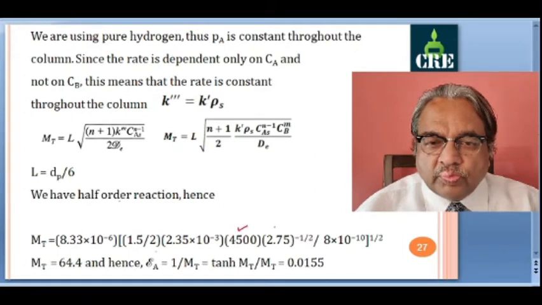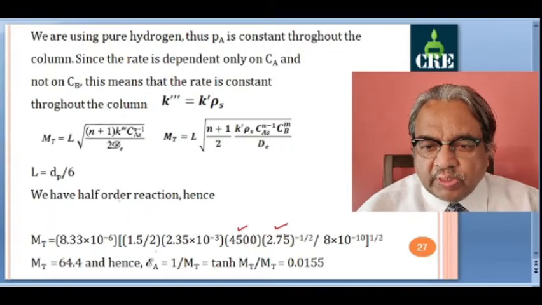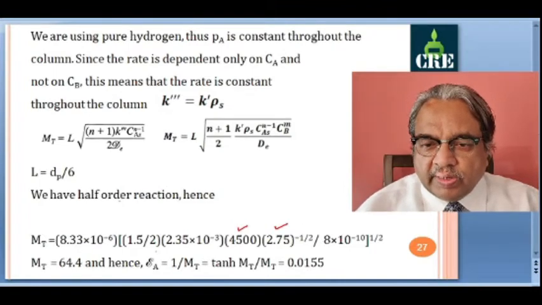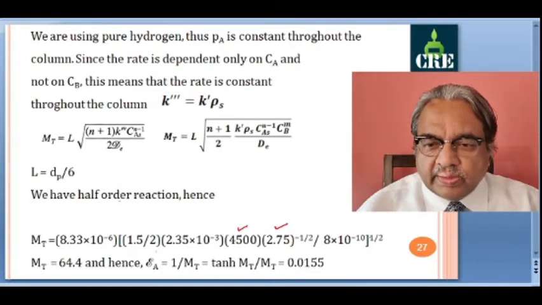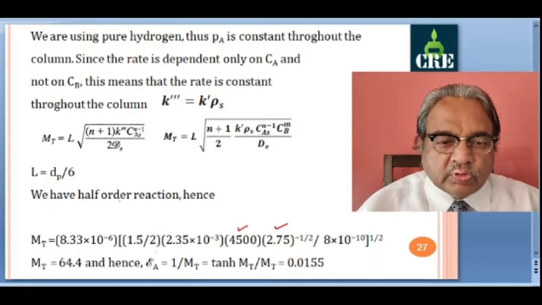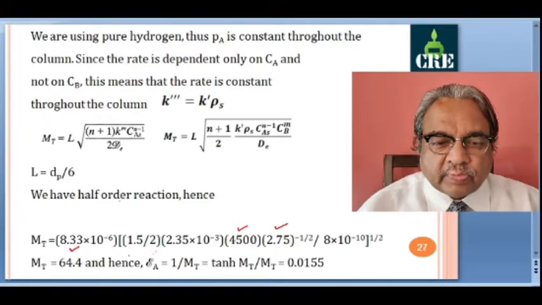rho PA is 2.75, that we have. CA is 2.75 PA by HA raised to minus half. N is half, so half minus 1 minus half, divided by DE value 8 into 10 raised to minus 10, and square root of these values. So this is raised to 1 by 2. So MT comes out to be 64.4 and it is greater than 4.